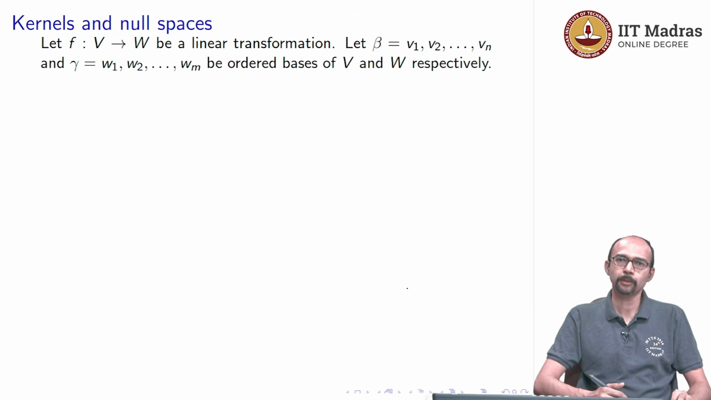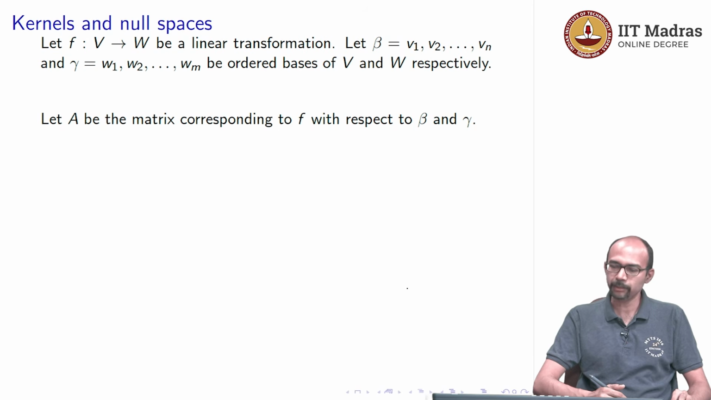So, now indeed we can talk about a matrix, because remember in the previous video we talked about how if you have a linear transformation along with an ordered basis for each of V and W, there is a corresponding matrix. And how do we write down that matrix? We write down that matrix by looking at f of vi and expressing that as a linear combination of the wj's, and whatever coefficients we get go into the matrix. So, the coefficients of f of vi go into the ith column of that matrix. So, let A be the corresponding matrix.